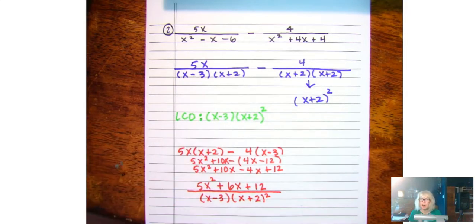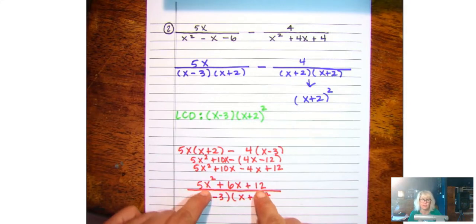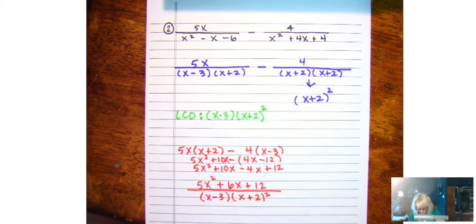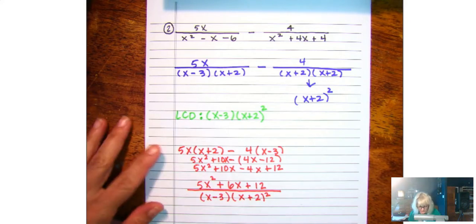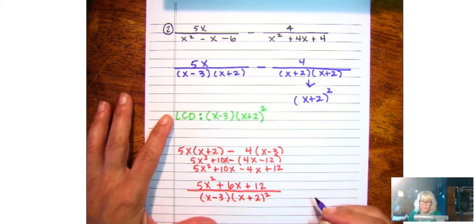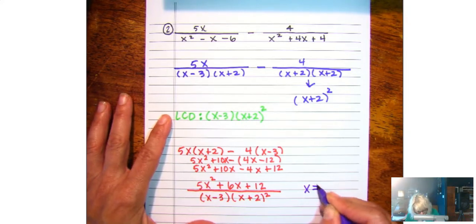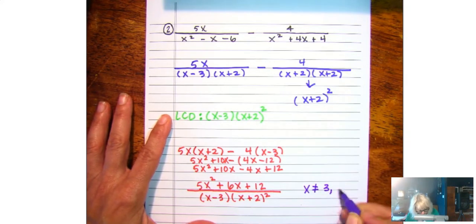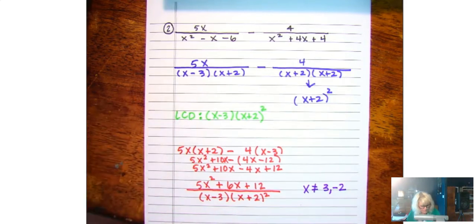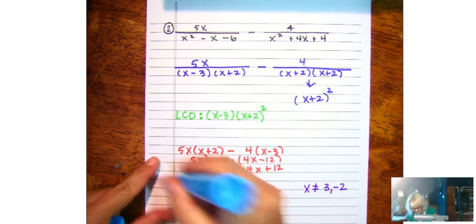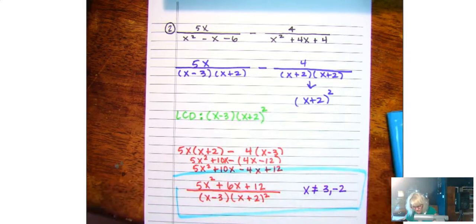So I'm pretty sure the top numerator is not factorable. I cannot find anything that multiplies to a 60 that combines to make a 6. So what we're going to do is box that in and state the restrictions because I didn't state them in the beginning. So x cannot equal a positive 3. It can also not equal a negative 2. That's it. And that's going to be the answer for that example.